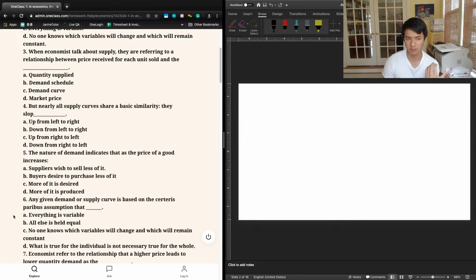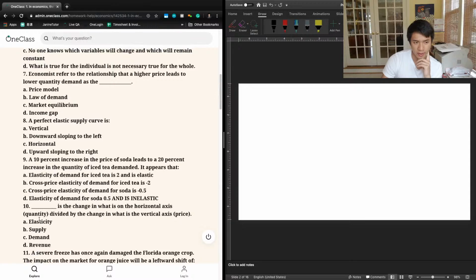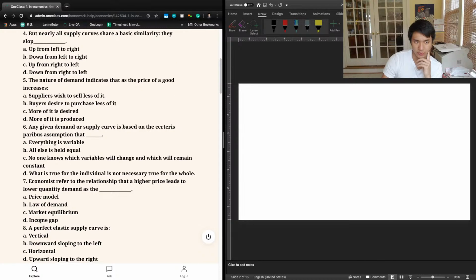So the question gives us price already, and then the other thing that is related to that price on the supply curve is going to be quantity supplied. And so A is going to be the right answer for this question. Let's take a look at what the previous tutor said. Previous tutor said A as well, which is great. We can move on to question 4.